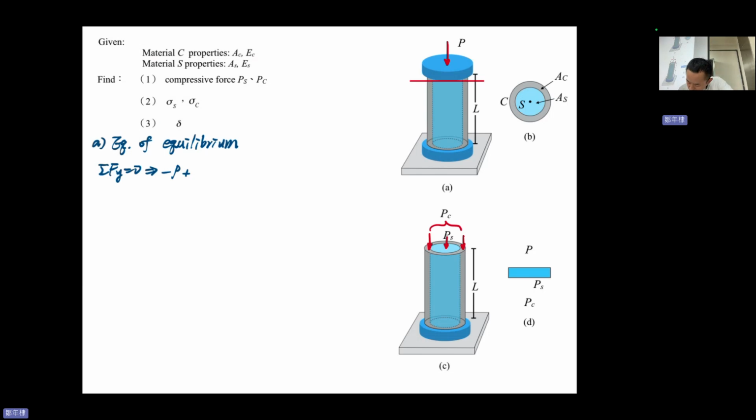So you can see P downward and PS upward, and PC is the circle force of the PC. So you see P is downward, PC and PS are upward. We assume upward, okay? We just assume the sum equal to 0. But you see, two unknowns. We don't know them.